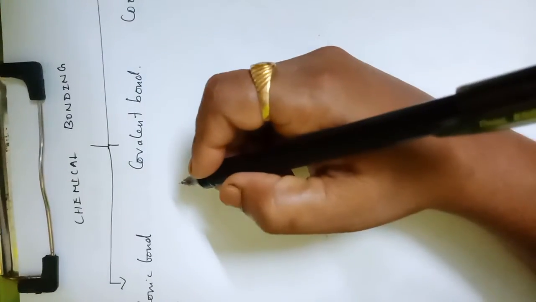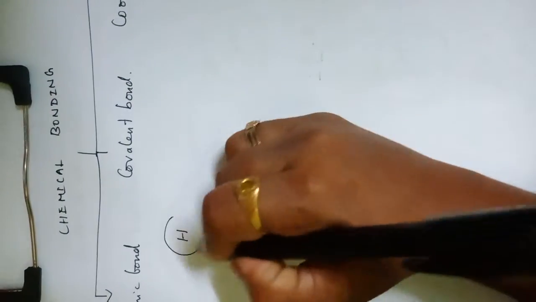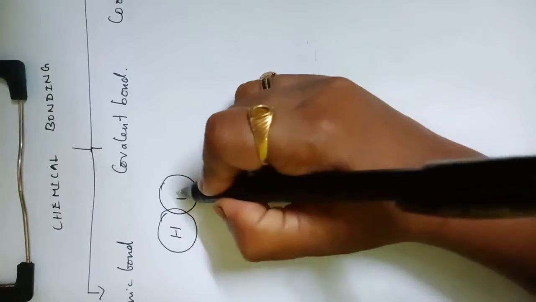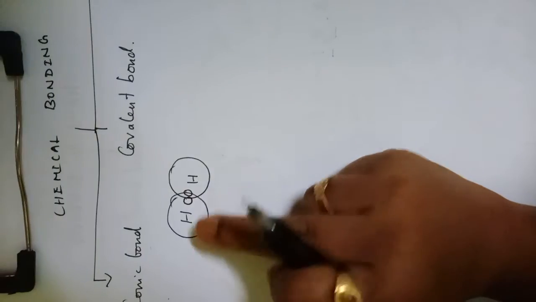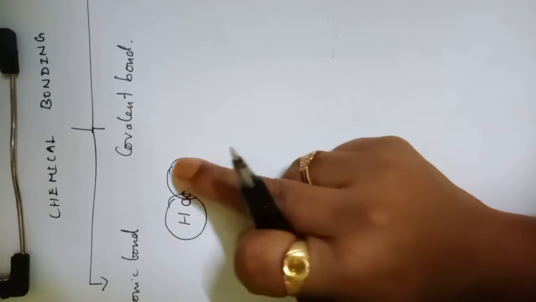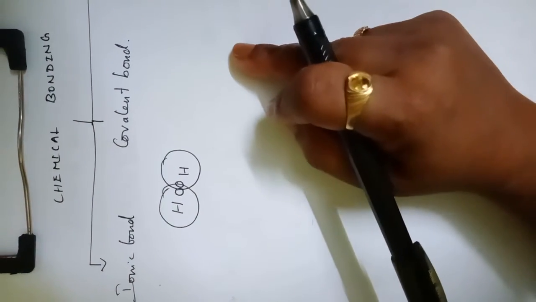So sharing of electrons is between, for example, if the bonding is between hydrogen atoms, when two hydrogen atoms bind together. We know hydrogen has one electron, so each hydrogen has one electron. When it shares its electron, this becomes duplet. So over here, by sharing electron, an atom has to attain the electronic configuration of the neighboring noble gas element.